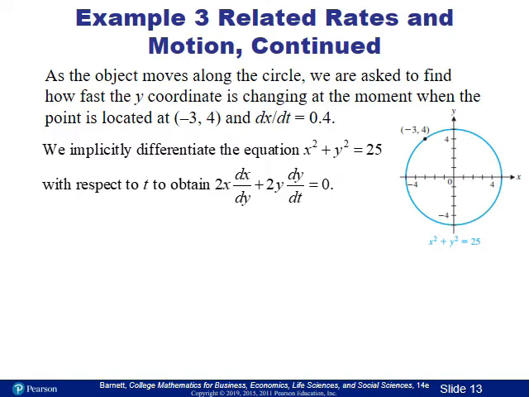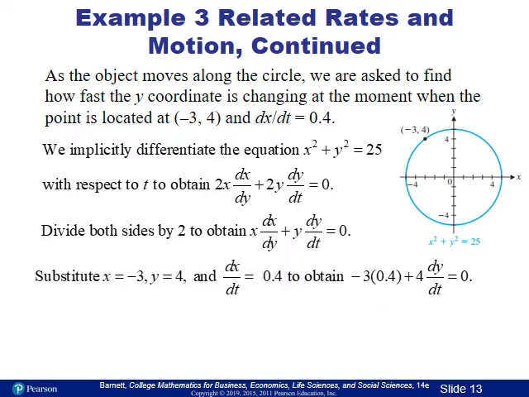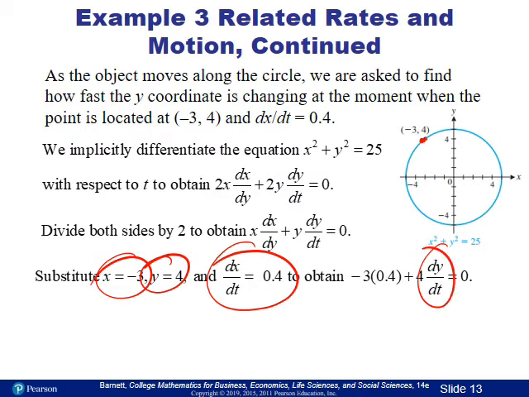Here you can see we need to find how fast y is changing. So dy/dt, divide both sides by 2, substitute x equals -3, y equals 4. At this point dx/dt is 0.4, so you will get dy/dt. So dy/dt is 0.3.